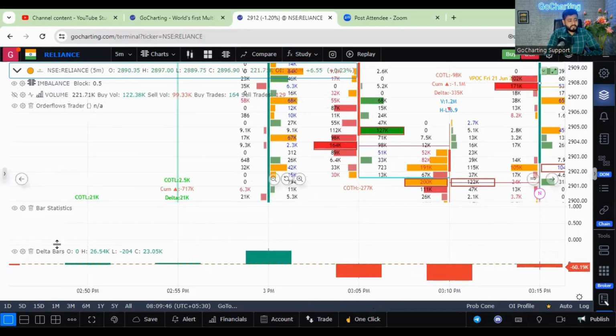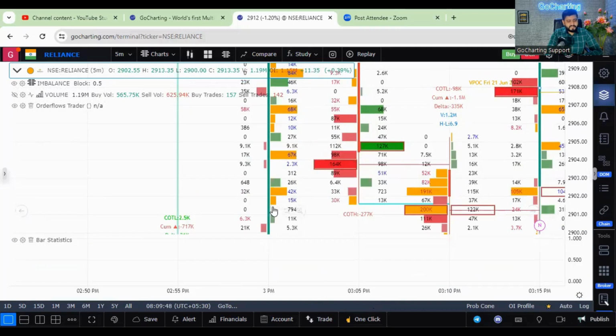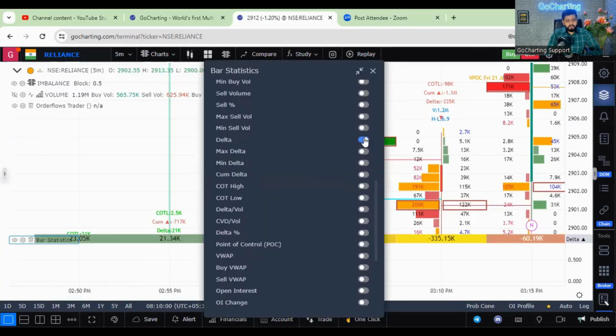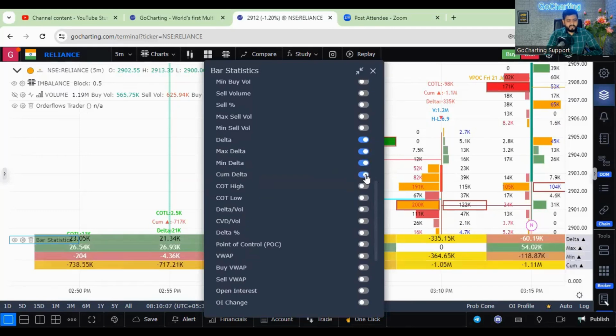Okay, now let me again go to bar statistics. This is your delta. You can have the max delta, the min delta, and cumulative delta. So let's talk about the delta, max delta, min delta, and then cumulative delta. So friends, max delta and min delta give us quite useful information.